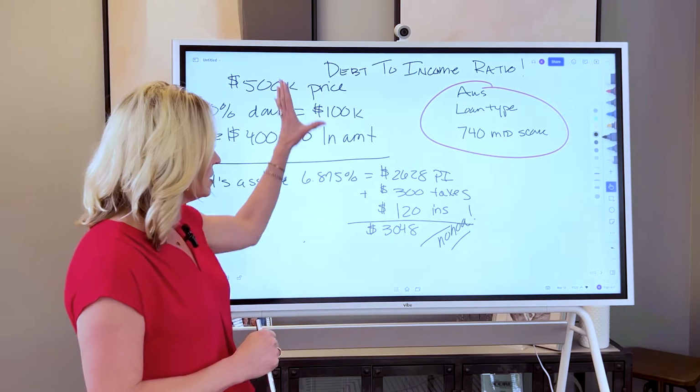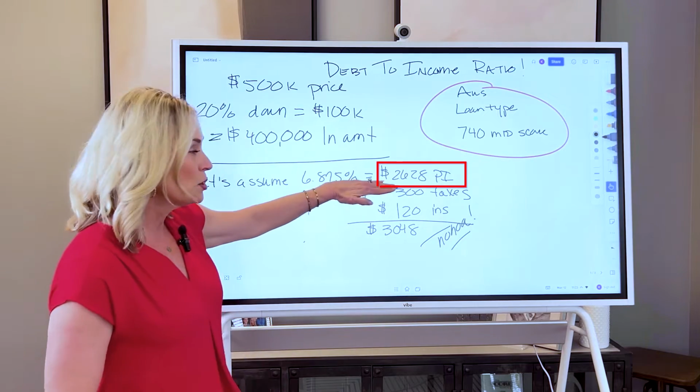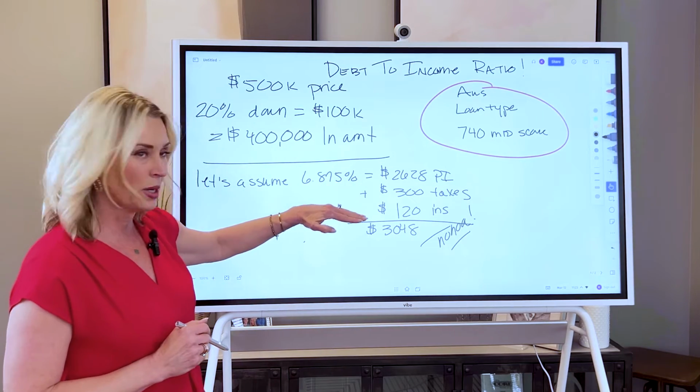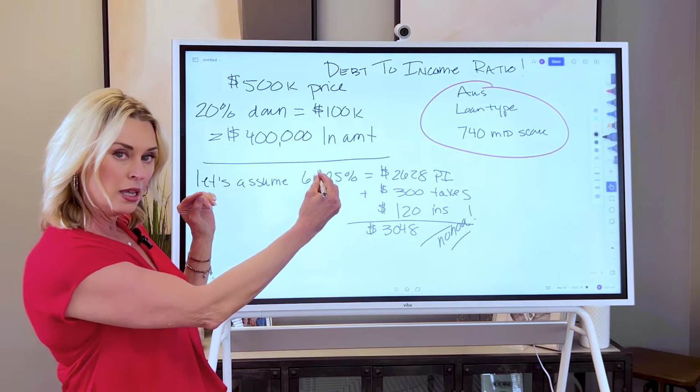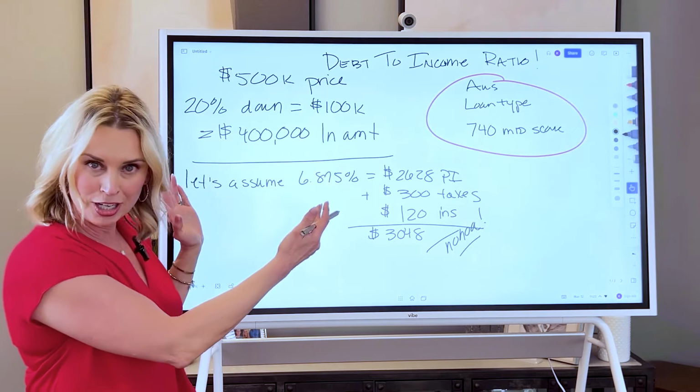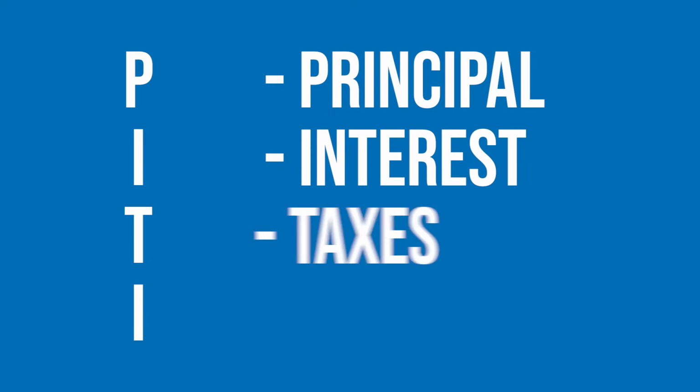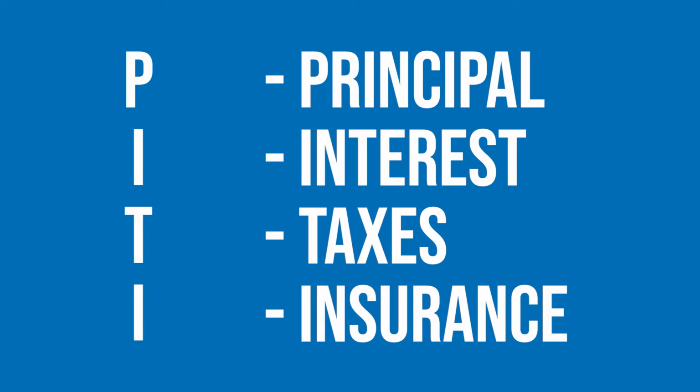In this scenario, this would mean that the principal and interest payment is $26.28 a month. So principal and interest, that's P&I, part of that PITI acronym that lenders use. PITI is principal, interest, taxes, and insurance. So that's what we're solving for here.